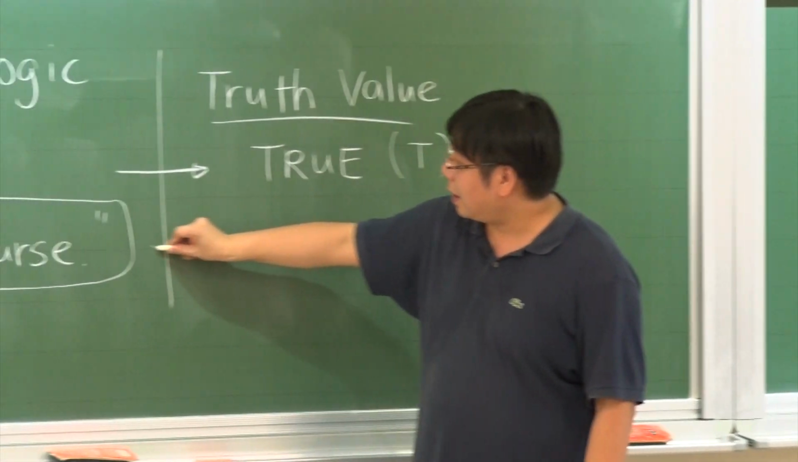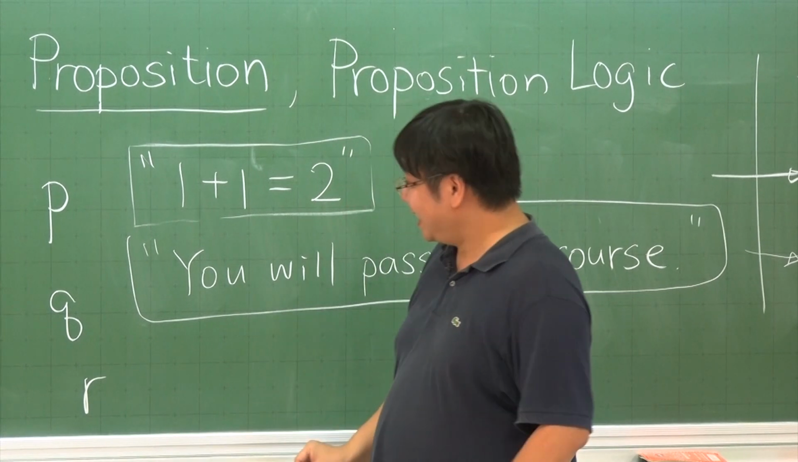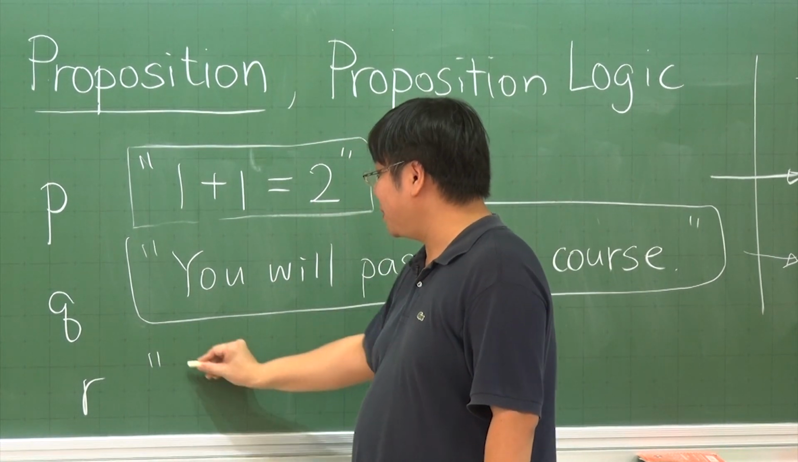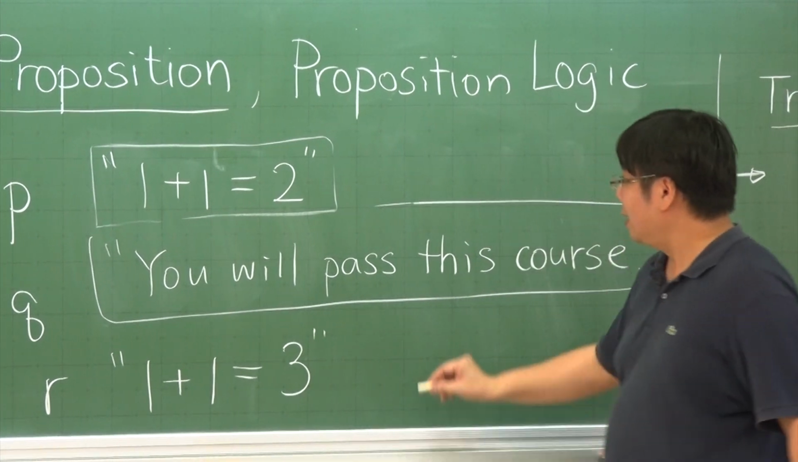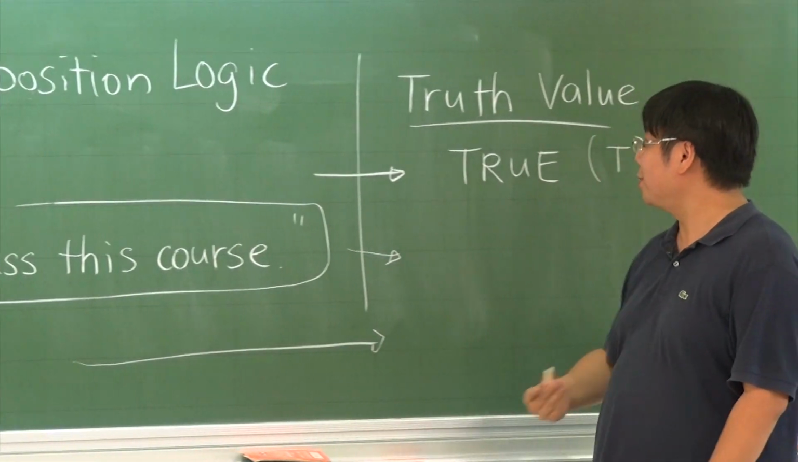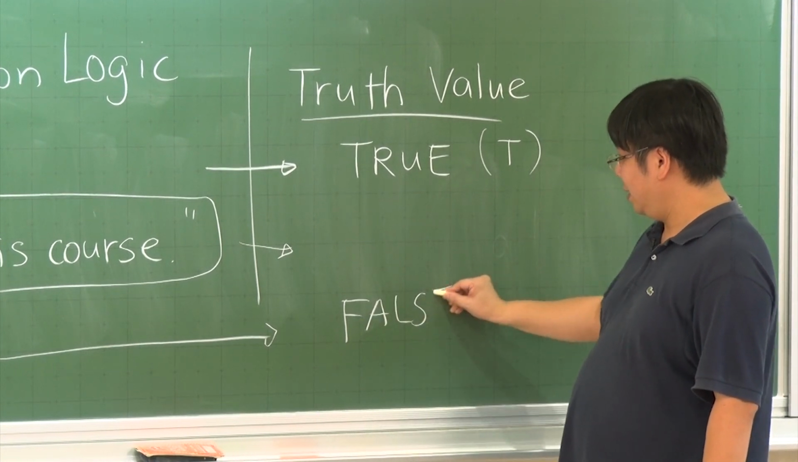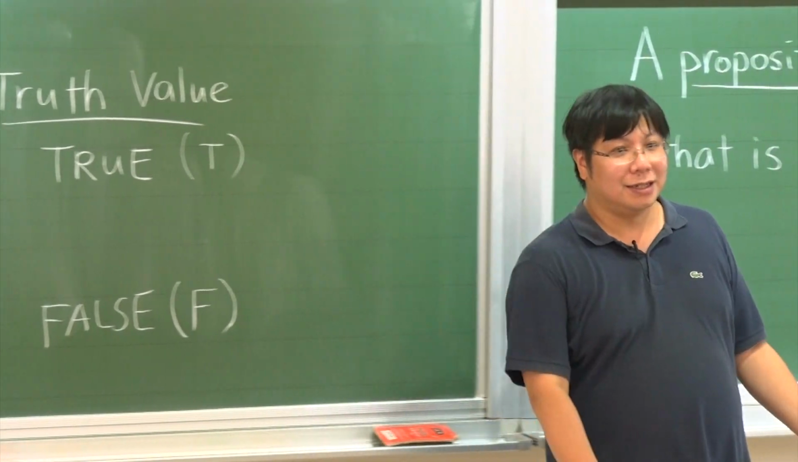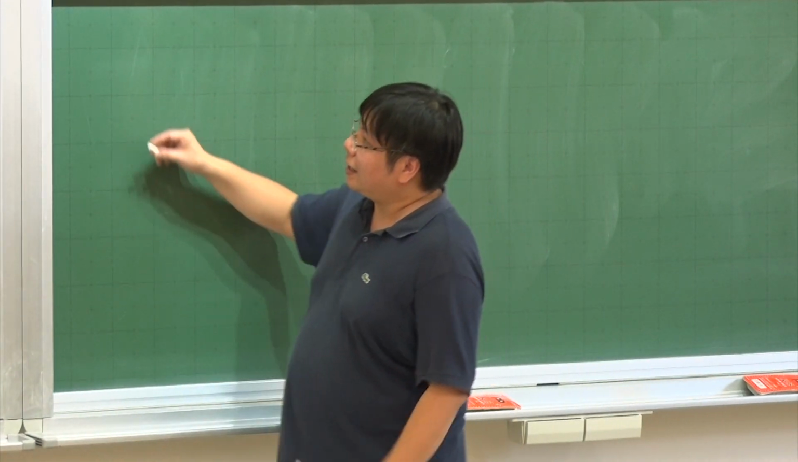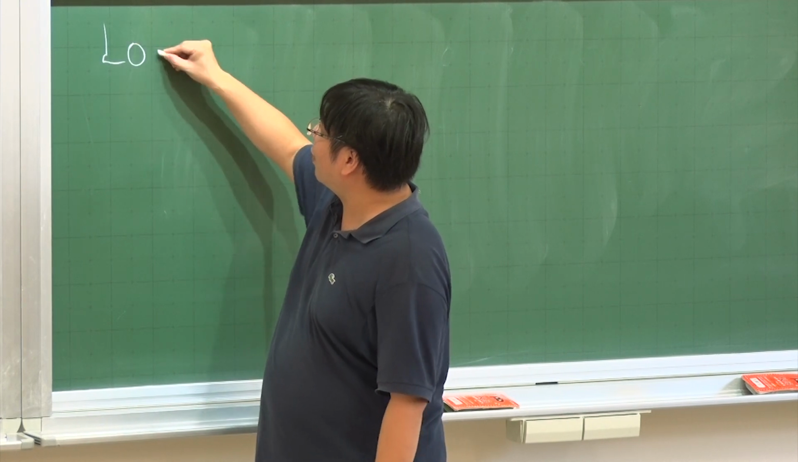Now for this one, I don't know, okay? Let's say r, this time it represents 1 plus 1 is equal to 3. Now for this r, we know the truth value of this one is false, F-A-L-S-E. And then we usually use the symbol F to represent it. Is that okay? Okay. And next, let me talk about what I call logical operators.